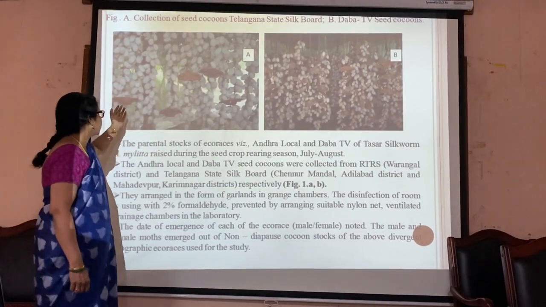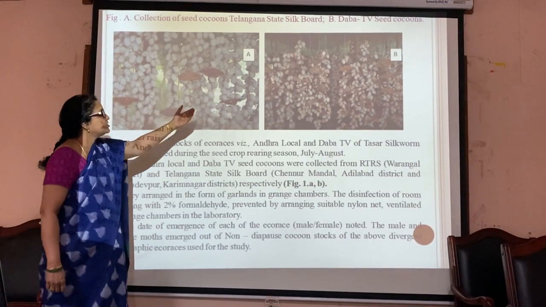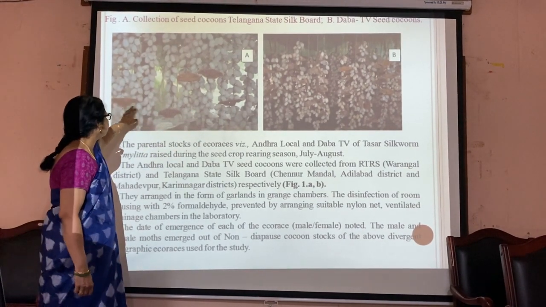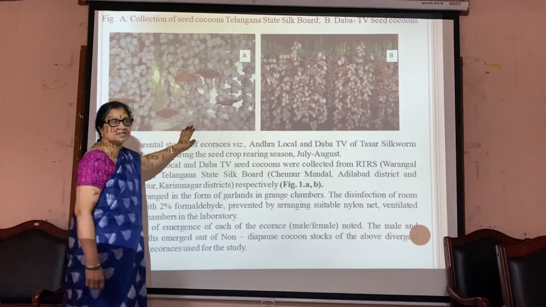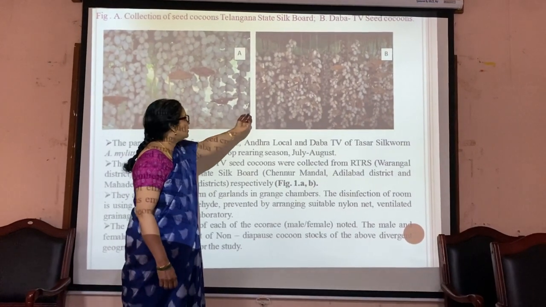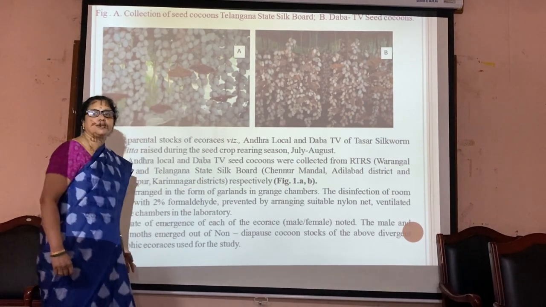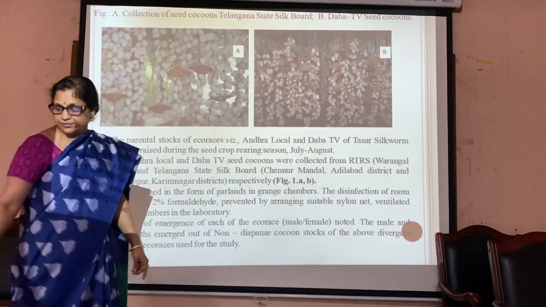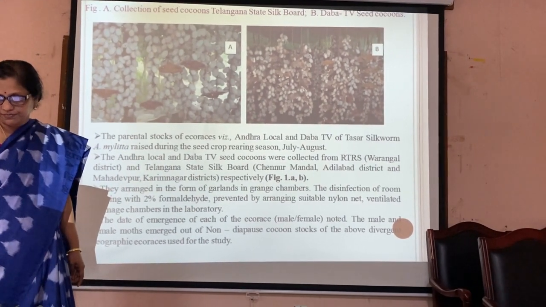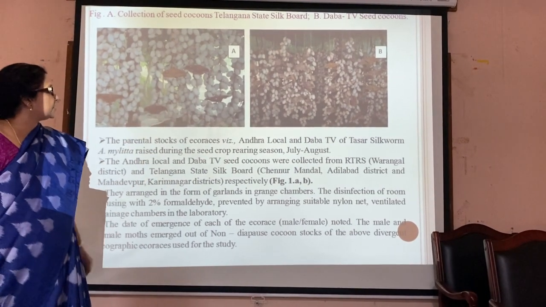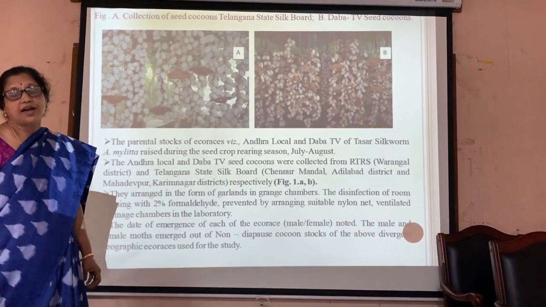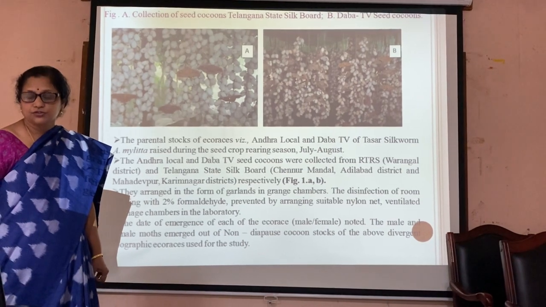So here you can see these are the cocoons arranged in the form of garlands, and from here you can see during the favorable season, monsoon season, the moths emerge out. So from this collection we will identify male and female moths, and we will grow them for coupling. This procedure is also called graining activity, because after coupling it gives rise to eggs.